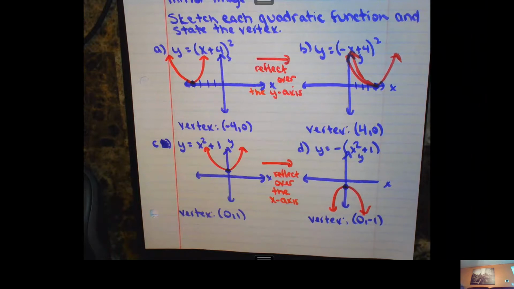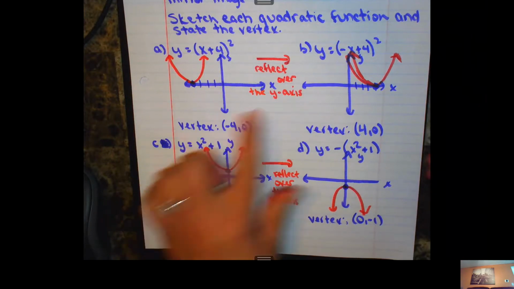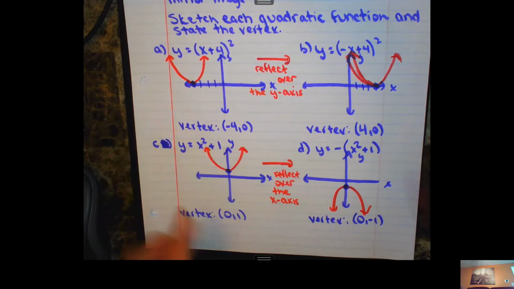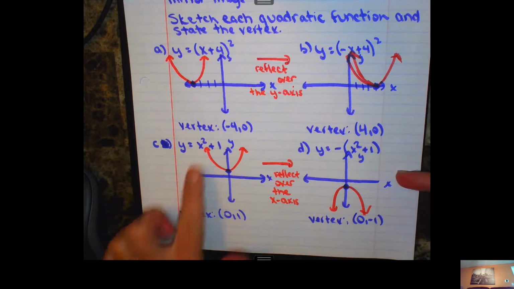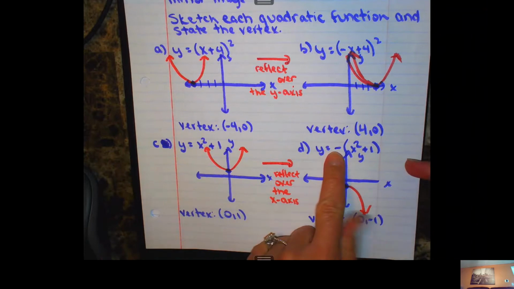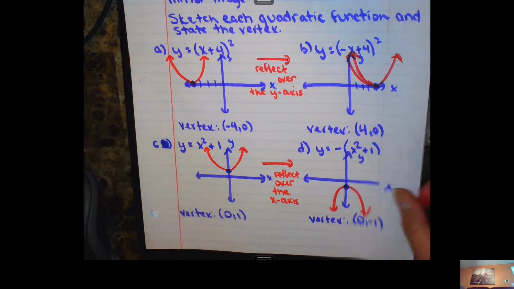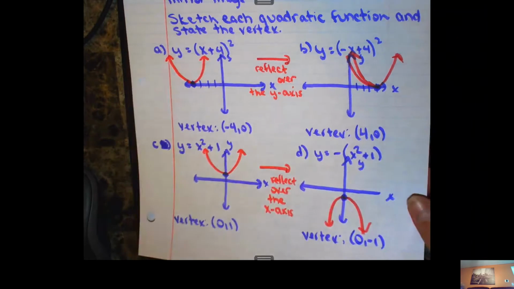So again, when you are reflecting over the y-axis, your x values are changing. It's flipping over from left to right. If you're going to reflect over the x-axis, the negative is in front of everything and your y values change. So we're going to summarize a rule and apply it to equations. So I'm going to take this off.